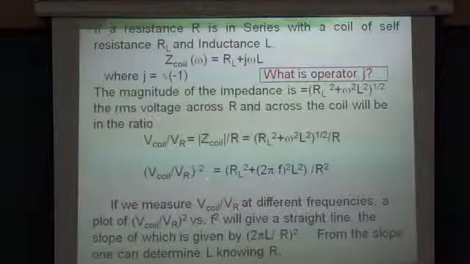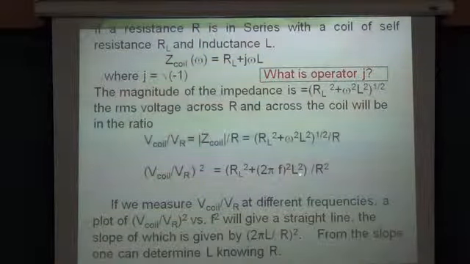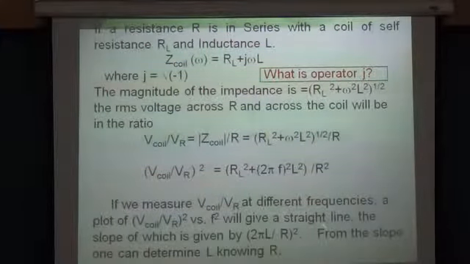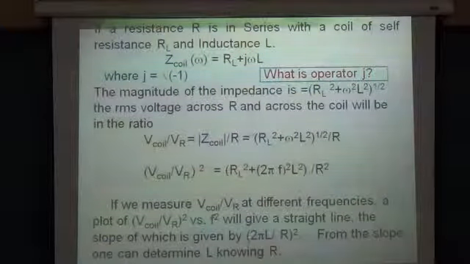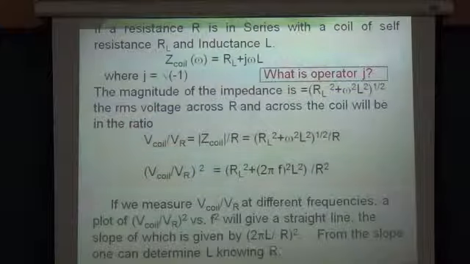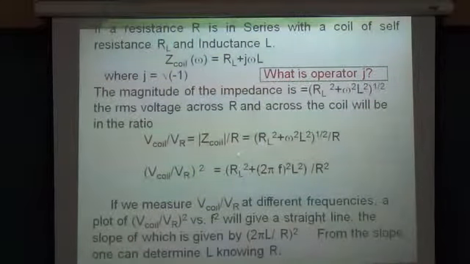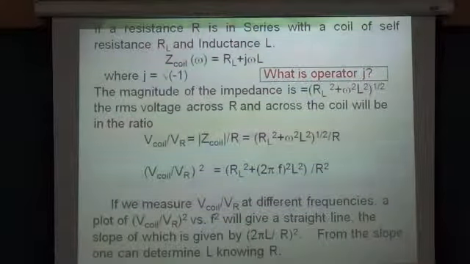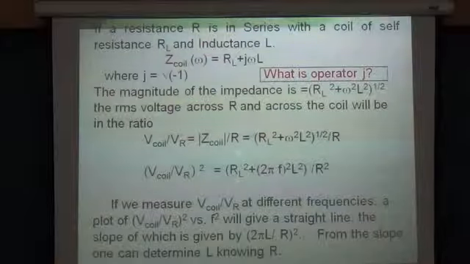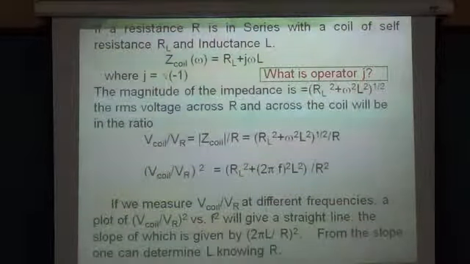VR square versus F square. You can see 2 pi L square by R square. That is this slope. So from the slope I can find out the value of L. And this R is known, it is the resistance which I am going to connect. Here still what is unknown? R_L. Okay, so that also we will find out.